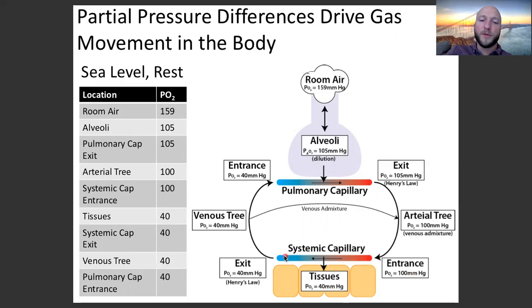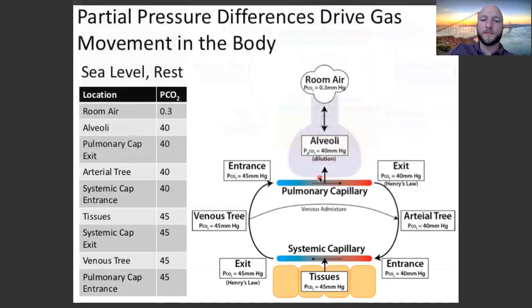By the time blood leaves our systemic capillaries, it's going to be about 40 millimeters of mercury partial pressure, and it's going to flow back to our pulmonary capillaries to pick up more oxygen.